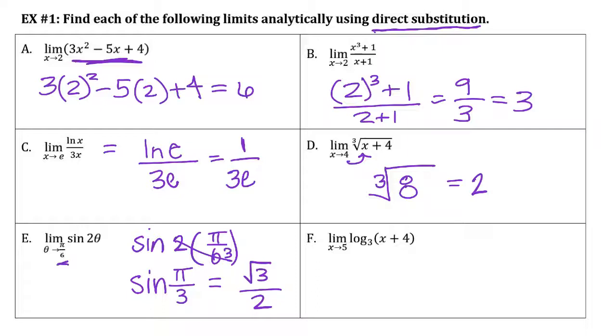All right, and then our logarithm, we're going to substitute in our 5. So I'm going to have log base 3 of 5 plus 4, which is 9. And now a little bit of review here. This is saying 3 to what power gives me 9, and that power is 2. So my final answer there is 2.